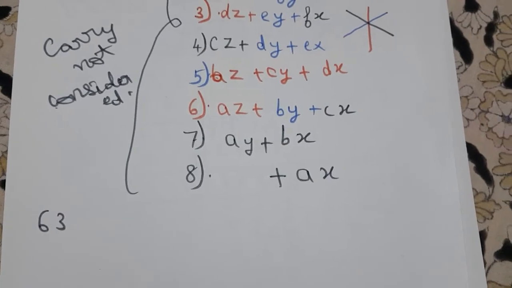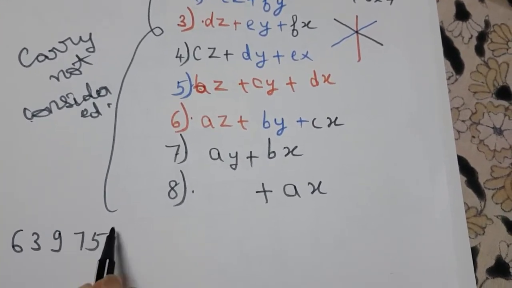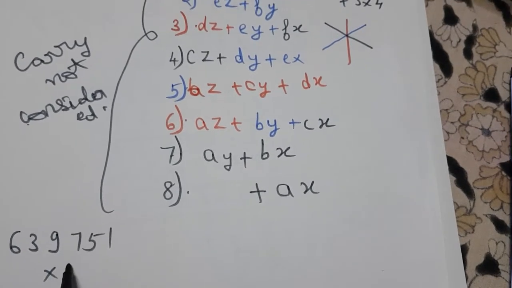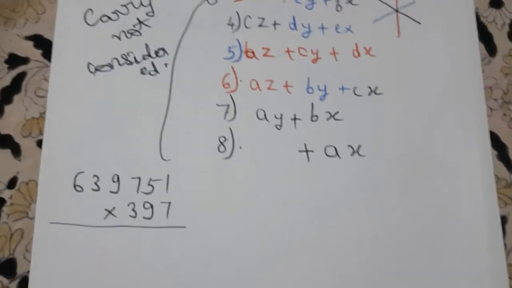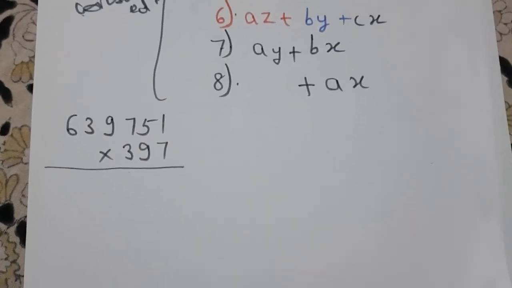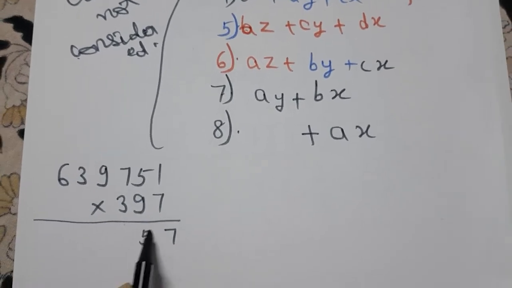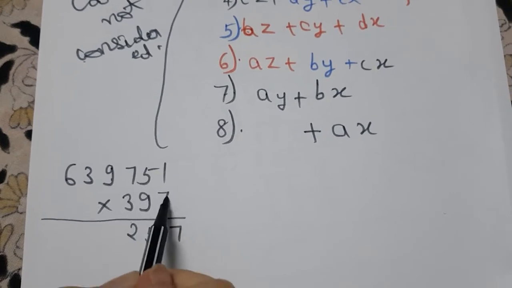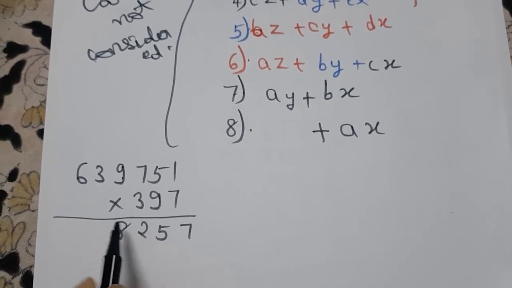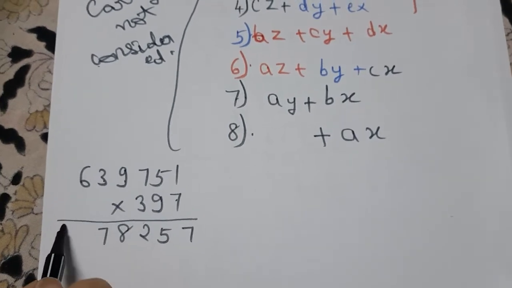Now let us solve one question by using the concept, okay? 639751 multiplied by 397. Now let us first do it in a simple way, what we always used to do. 7 1s are 7, 5 7s are 35, 3 will be carry, 7 7s are 49 plus 3 52, 5 will be carry, 7 9s are 63, 5 is carry to 68, 6 will be carry, 7 3s are 21, 6 27, 2 will be carry, 6 7s are 42, 44.